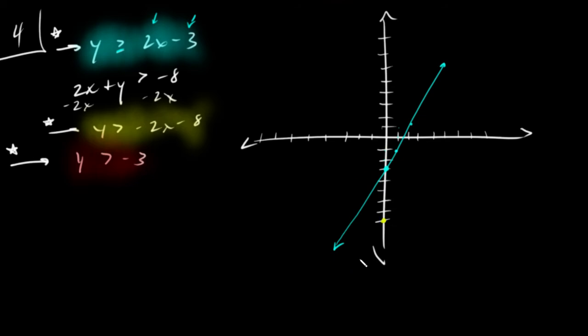Here's a trick. Say you don't want to go down anymore because it's off your graph. If you go the reverse direction on both, it will work. So we were going to go down 2 and right 1. If you go up 2 and left 1, it'll still be on the same line. And then it's a dashed line since it's not equal to.